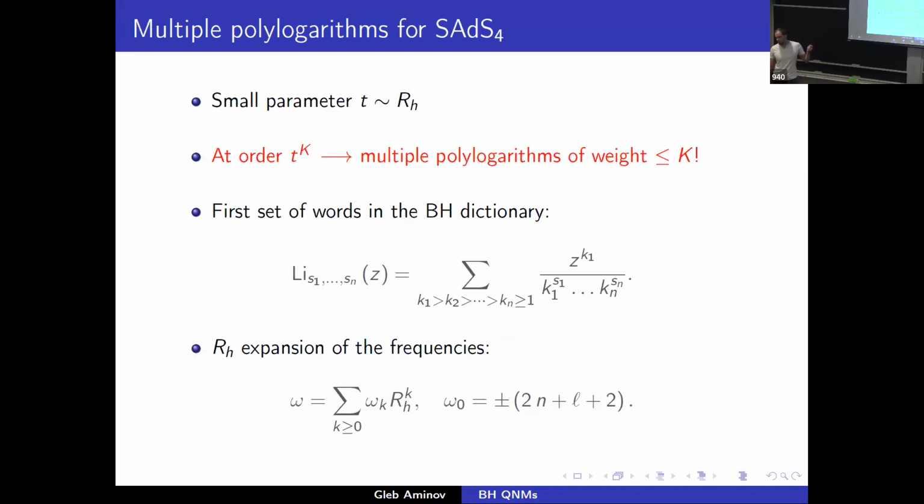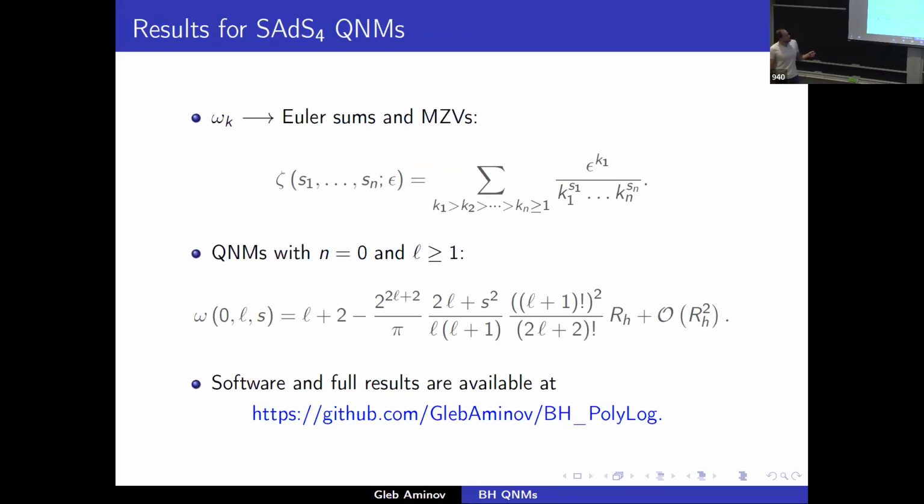You don't have to take integrals anymore, because at each order in the perturbation, in t to the k, everything is going to be written in terms of these functions of weight k or less. So basically you don't have to take any integrals. You just substitute your ansatz, which is written in terms of multiple polylogarithms, and you find all the coefficients. You're happy. You know, up to any order, how the function will look. This is not a problem. And so the frequencies themselves are now going to be written in terms of Euler sums and MZVs.